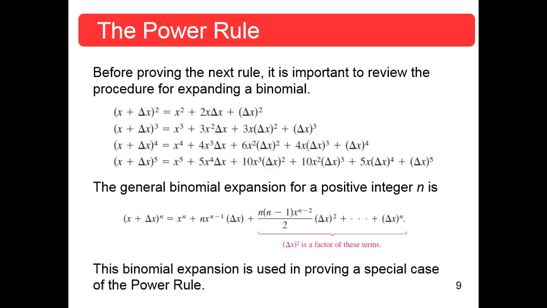The next would be this times this, but divided by 3. And the x would be n minus 3, this would be x cubed. So your delta x's are going up, delta x cubed. Delta x going up, the x is going down. But delta x squared is in every one of these terms. Delta x is in all these, delta x squared is in all those terms. That binomial expansion is used in proving a special case of the power rule. Okay?